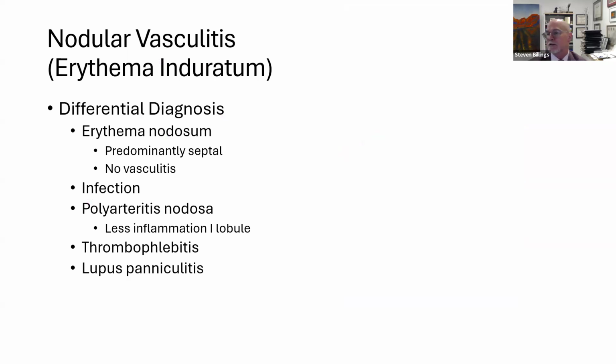The differential diagnosis is primarily with erythema nodosum, but remember erythema nodosum is predominantly a septal paniculitis, and it doesn't have an association with vasculitis. Infection, you can always consider. Polyarteritis nodosa, which you will also see a vasculitis involving small arteries, but you have less inflammation in the fat lobule. And we'll also talk about lupus paniculitis. Lupus paniculitis is sort of a mixed septal and lobular paniculitis, but doesn't have a leukocytoclastic vasculitis involving a vessel.